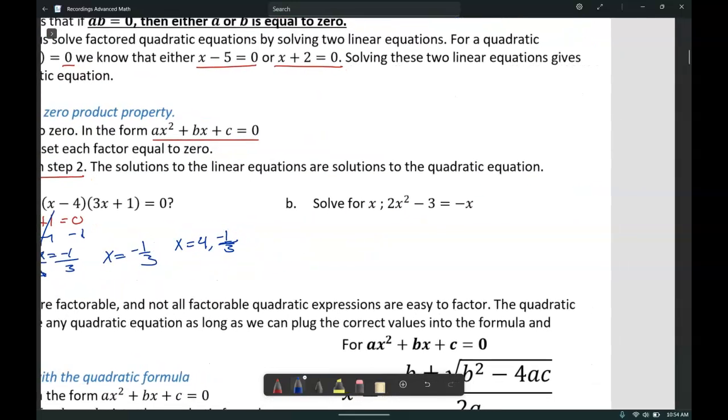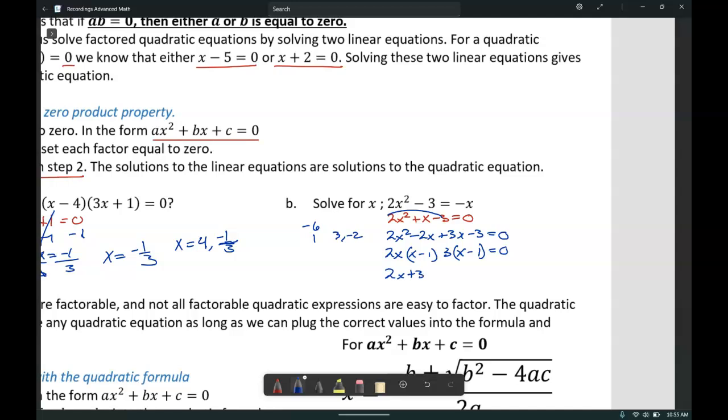We can do it again. It's not in standard form, nor is it factored, so we can get it into standard form, 2x squared plus x minus 3. And now we can go ahead and factor. We want a product of negative 6, a sum of 1. That's going to be the numbers 3 and negative 2. 2x squared minus 2x plus 3x minus 3. 2x, x minus 1, 3, x minus 1.